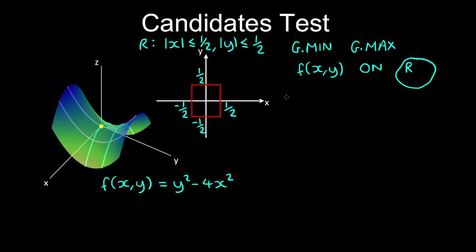So the first step is to find the local extrema, being the local minimum and maximum at the interior points of the region.